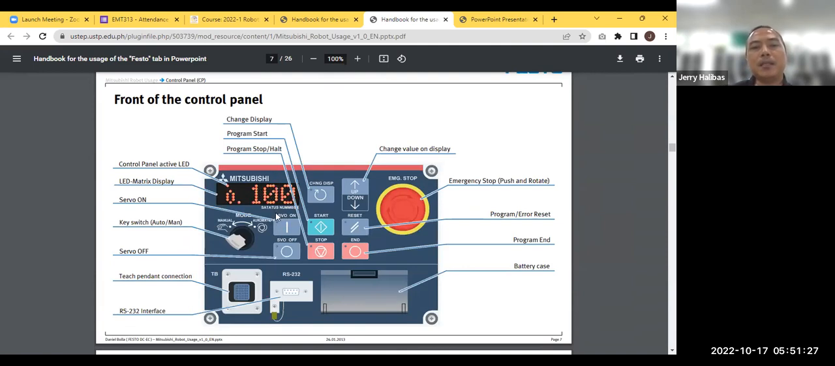Then you will see manual or automatic. By default in the lab, we are only on manual because automatic is used for computer programming. Okay? Manual lang. Then you will see SBO, that is shortcut for servo on. It's at 1, then servo off. If the off light is lit, then it is off. If the on light is lit, green, it's on.